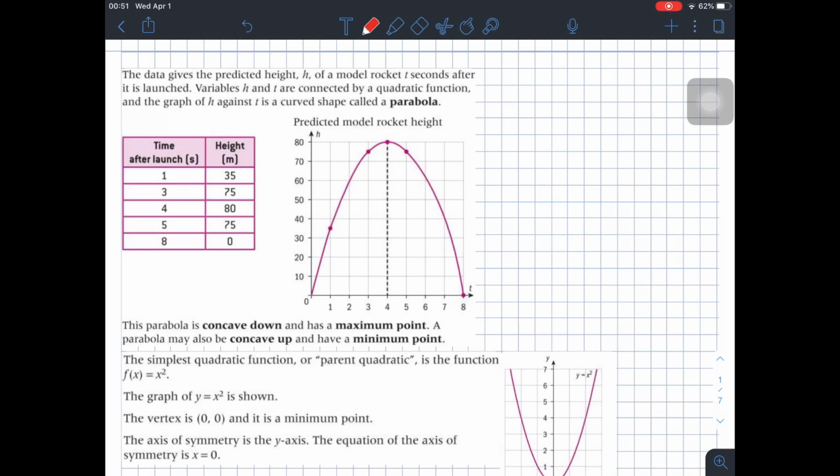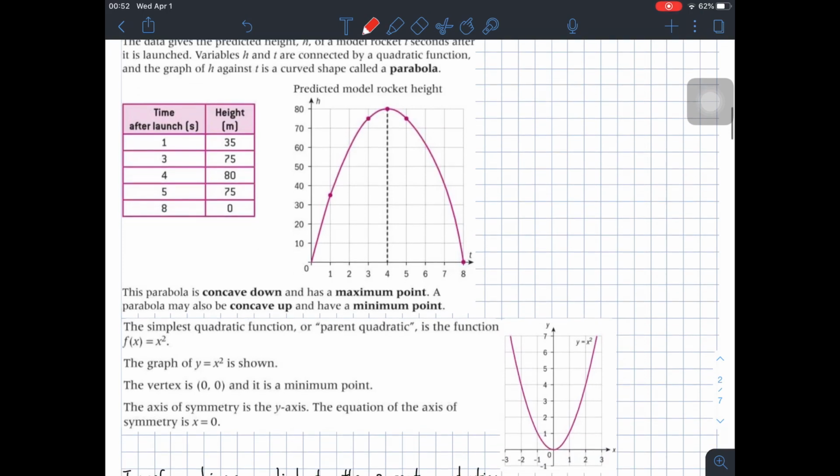Okay, here it says the data gives the predicted height h of a model rocket t seconds after it is launched. So this is another real-life application of a quadratic model. Variables h and t are connected by a quadratic function, and the graph of h against t is a curve shape called a parabola. If we make a table, an experiment where we launch a rocket into the air, and calculate the time it takes in the air and the respective height at each time interval, then if we plot these points, we're going to get this parabola, which models the motion of the rocket throughout time, okay?